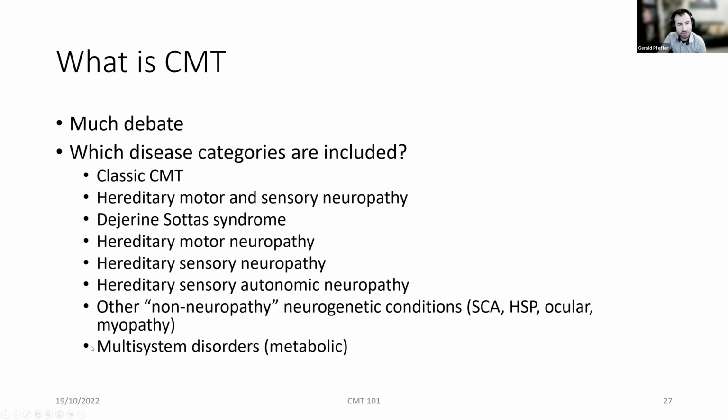And then it gets progressively grayer in these categories of disease, whether conditions like sensory neuropathy or sensory and autonomic neuropathy should be included under the umbrella of CMT. And most people say they probably should not, because at that point, you're starting to get into very different genetic causes.